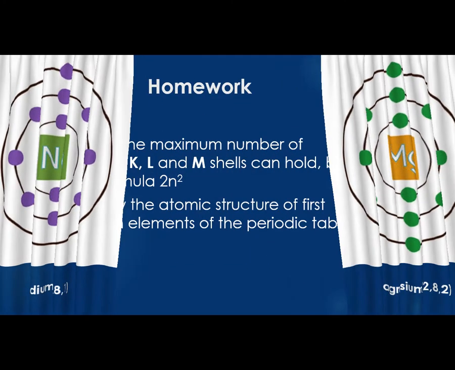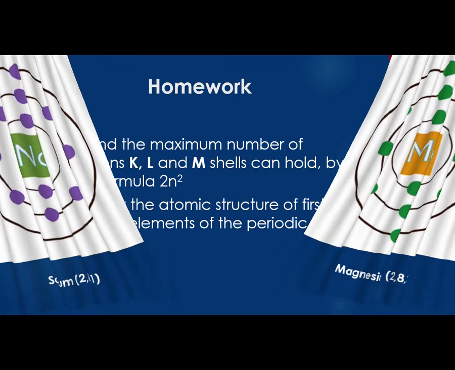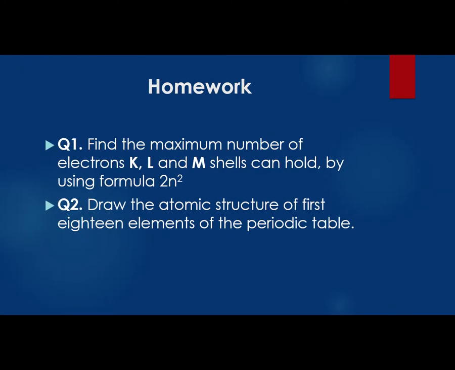Now here is the homework. Find the maximum number of electrons the K, L and M shells can hold by using the formula 2n square. I explained it to you in the slide. You can just go back and see there, it is quite easy, and you have to calculate the maximum number of electrons that the K, L and M shells hold. Then draw the atomic structure of the first 18 elements of the periodic table.